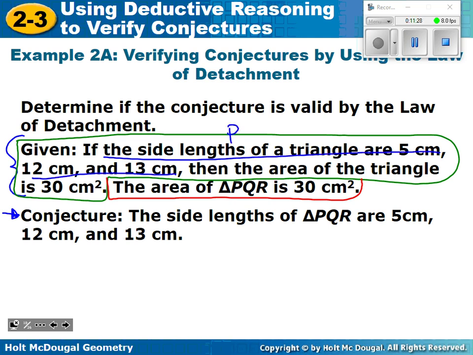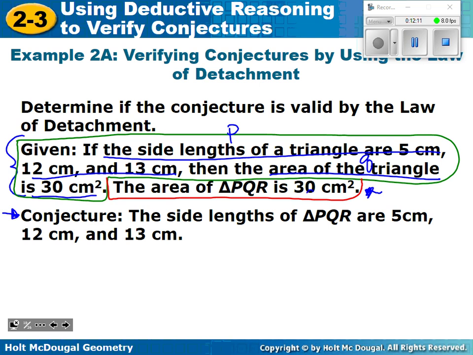So what's the hypothesis? Okay, so that's our P. What's our conclusion? Okay, the area of the triangle is 30 centimeters squared. That's our Q. Are they giving us that P happened or that Q happened when they tell us this information right here? They're giving us Q, right? They're saying the area is 30 centimeters squared, which is the end of our sentence. They're trying to say that if the area is 30 centimeters squared, they can conclude that triangle PQR has sides 5, 12, and 13. Are they going forward? P implies Q. Or are they trying to go backwards? Q implies P. They're trying to go backwards.